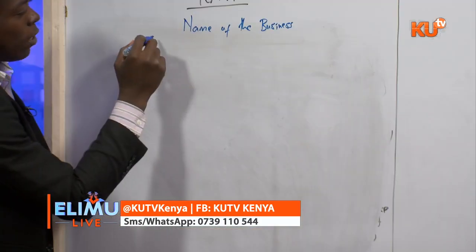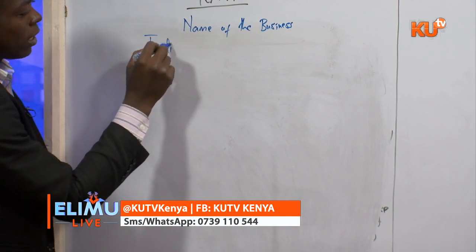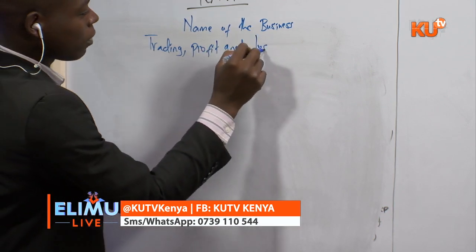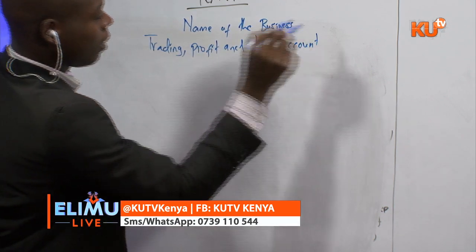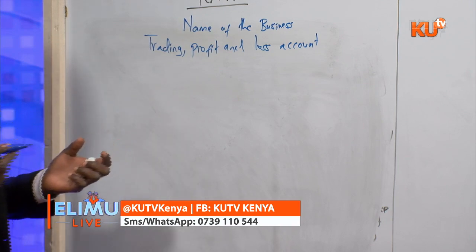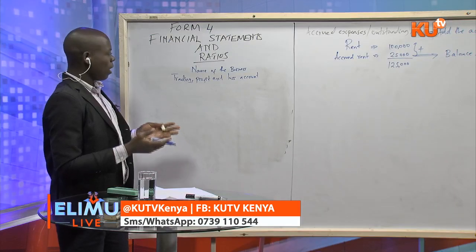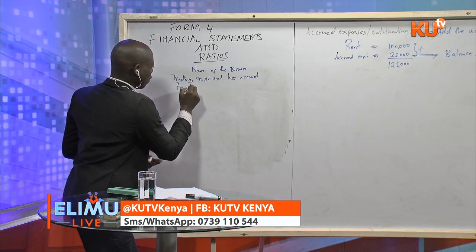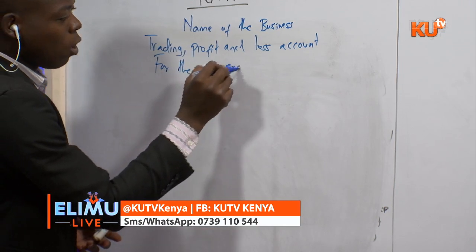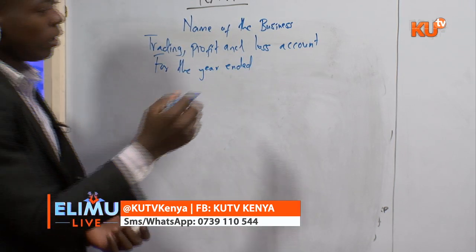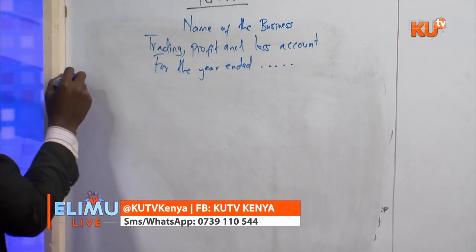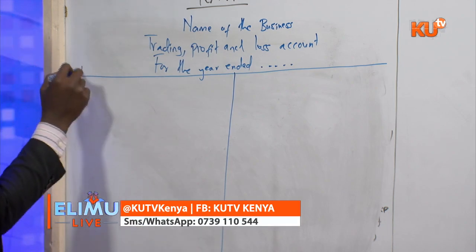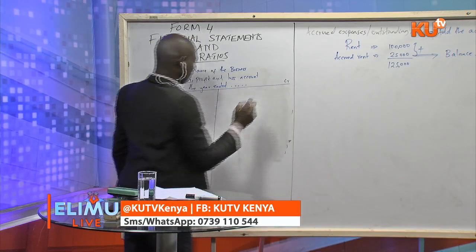Then below it, we indicate the name of the statement, which is the trading profit and loss account. Then below it, we write the date, and we prepare the trading profit and loss account for the year. So we say for the year ended, or for the year ending, whichever you'll use, then you give the date. We have two sides of this account, the debit side and the credit side.